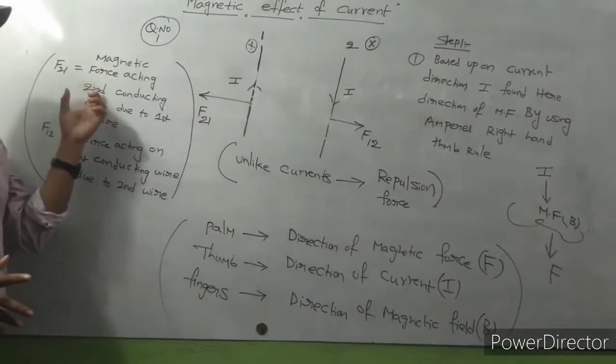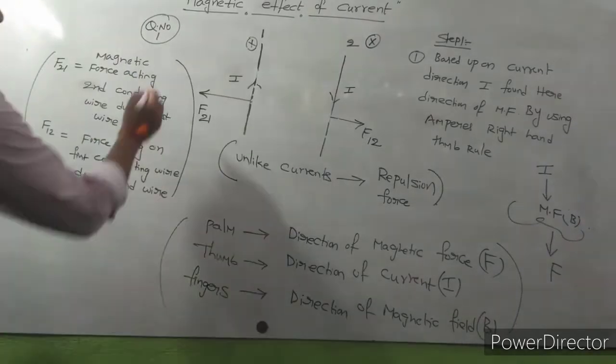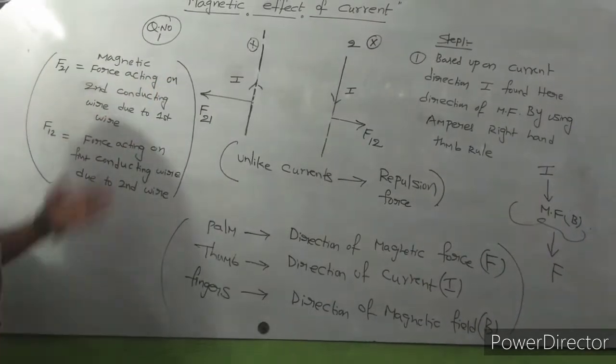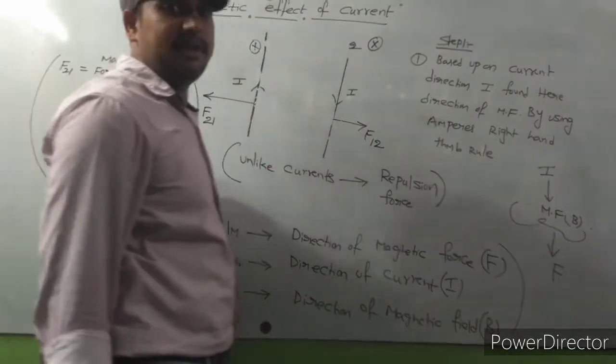Magnetic force acting on the second conducting wire due to the first wire. Okay. Next, the second wire we consider.